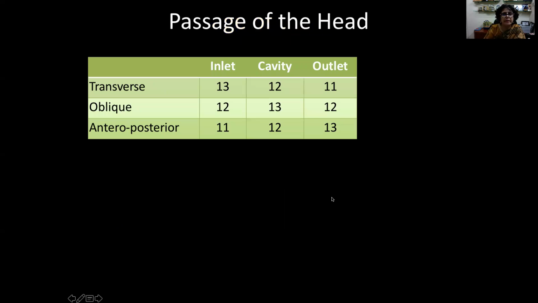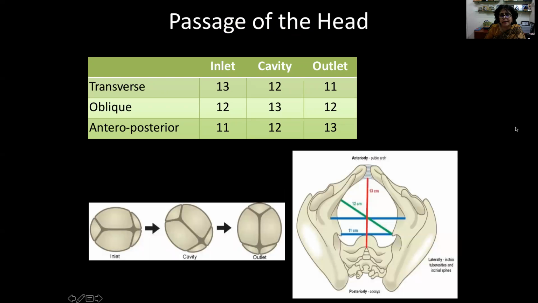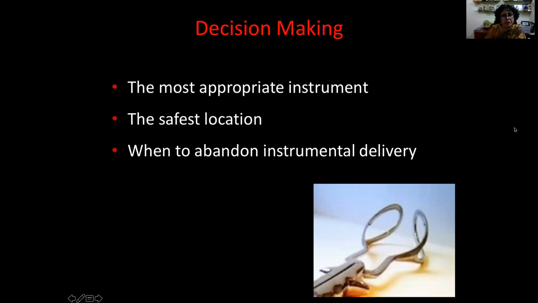Passage of the head. It can be inlet, cavity or outlet, transverse, oblique and anterior posterior position. We should know about this, and this should be assessed. Now what is the decision making? Most appropriate instrument is needed, safest location, when to abandon the instrumental delivery.